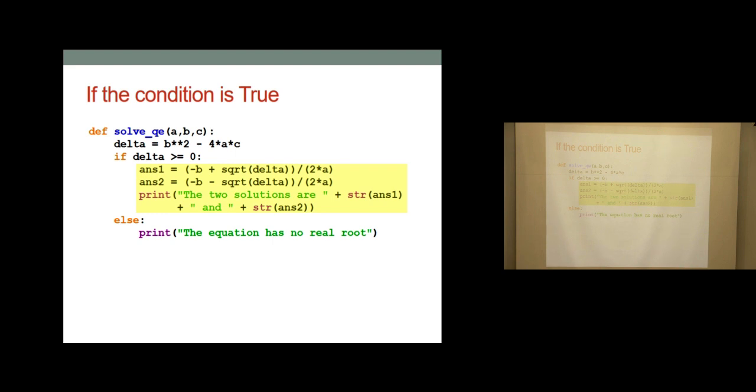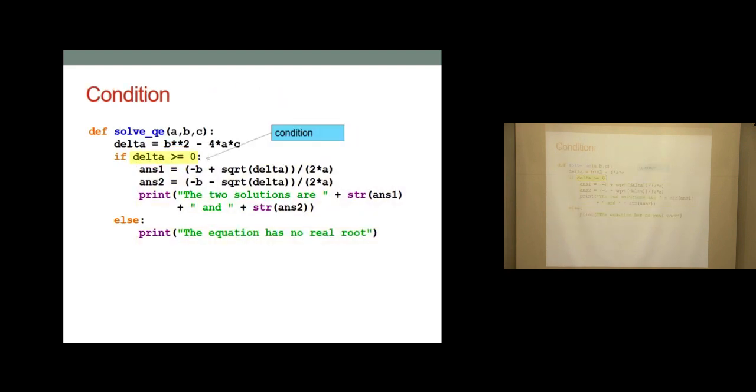The contrary is if it's not. If the condition is false, that means if this one is telling you a lie, delta is larger than 0 is a lie. That means delta is less than 0. Then I will tell the user, sorry, your equation has no root. So that's how a condition works.